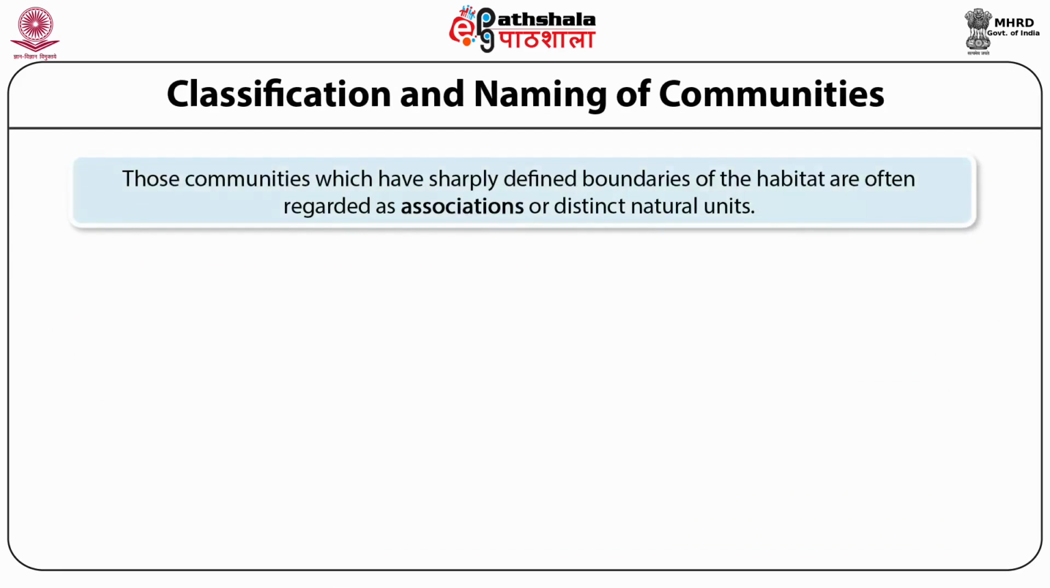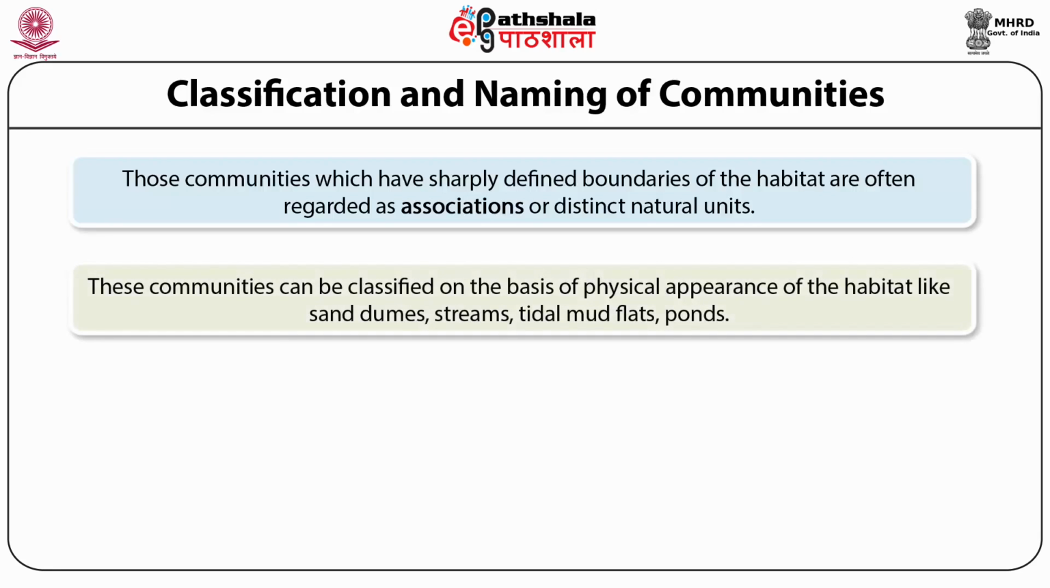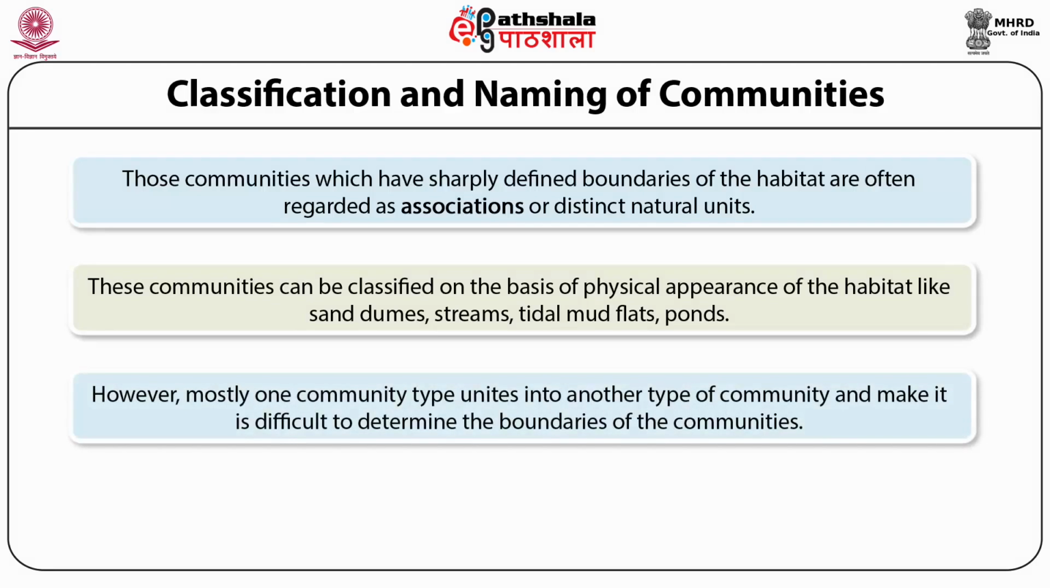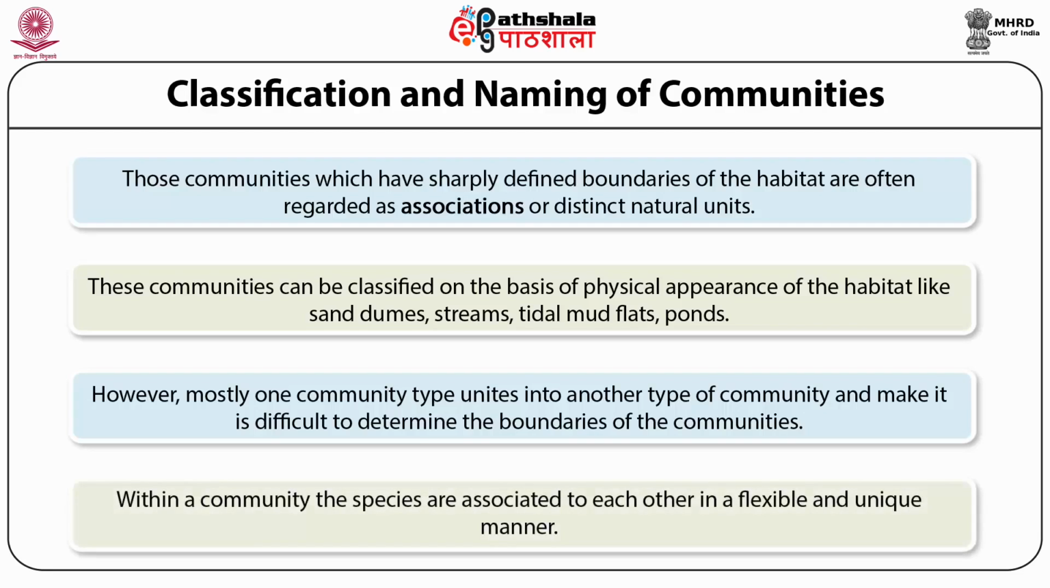Those communities which have sharply defined boundaries of the habitat are often regarded as associations or distinct natural units. These communities can be classified on the basis of physical appearance of habitat, like sand dunes, streams, tidal mud flats, ponds. However, mostly one community type merges into another type of community and makes it difficult to determine the boundaries of the communities. Within a community, the species are associated with each other in a flexible and unique manner.